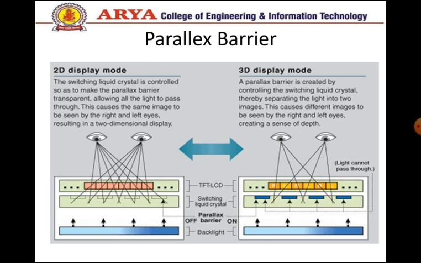In 2D display mode, the switching liquid crystal is controlled so as to make the parallax barrier transparent, allowing all the lights to pass through. This causes the same image to be seen by the right and the left eye, resulting in a 2D image. Whereas in the 3D display mode, a parallax barrier is created by controlling the switching liquid crystal, thereby separating the light into two images. This causes different images to be seen by the right and the left eyes, creating a sense of depth.